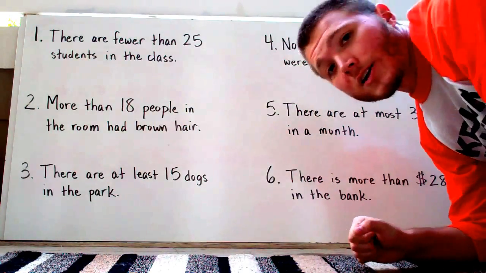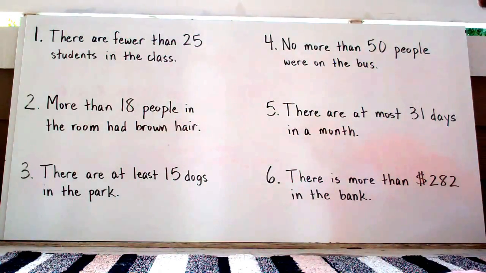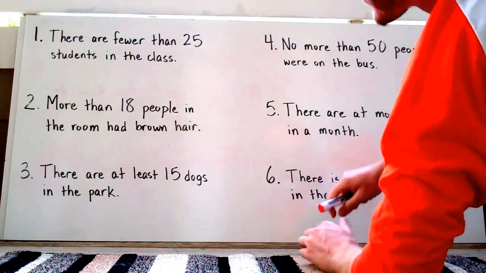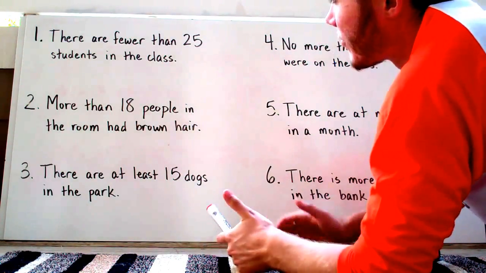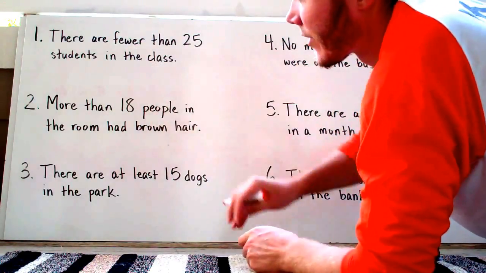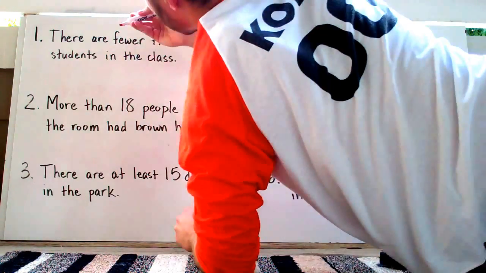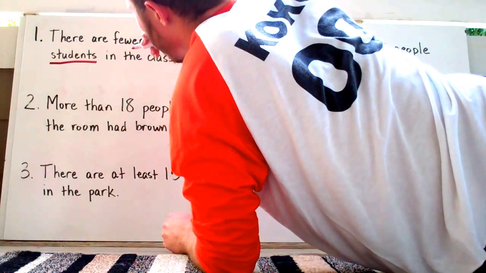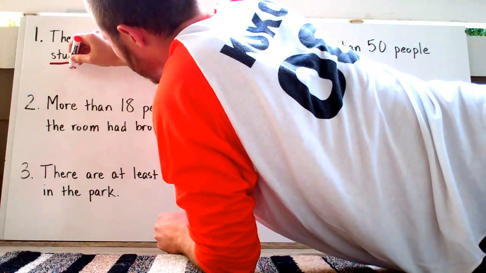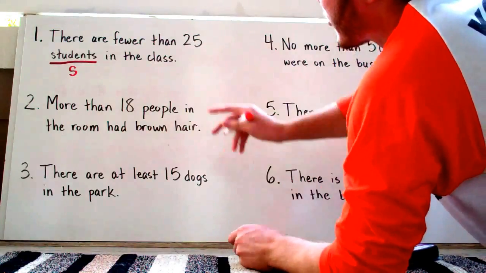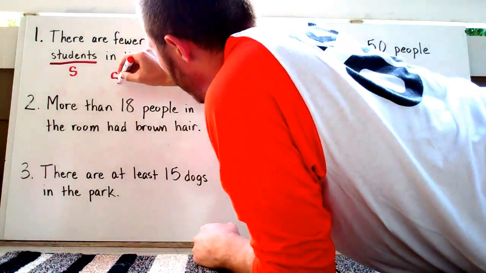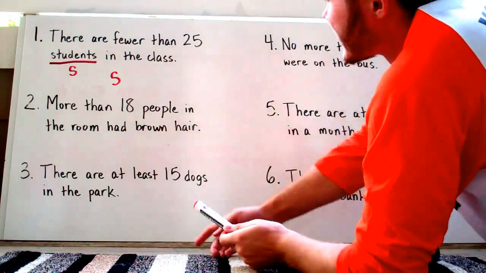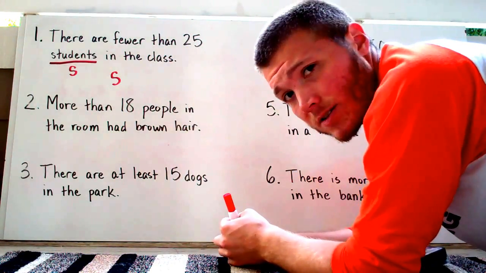Writing inequalities. Just like we wrote equations based on word problems, we're going to learn how to write inequalities. So, number 1. There are fewer than 25 students in the class. Well, the variable here is the number of students. So I'm going to underline this, and I'm going to draw an S next to it. So there are fewer than 25 students. So we've got our variable, S for students. And it says there are fewer than 25 in the class.